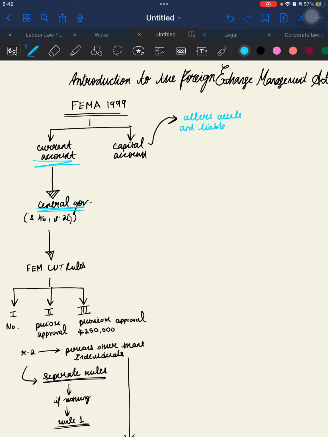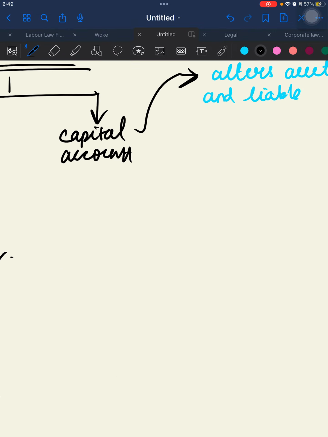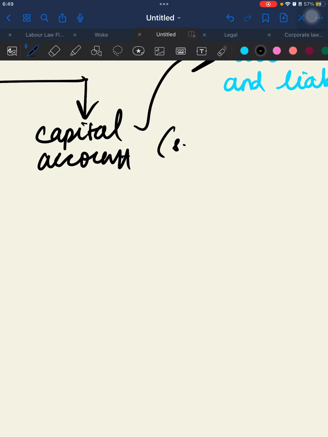Capital account transactions are anything that alters your assets and liabilities, right? That's how it's defined under Section 2, subclause E of FEMA. So let me just write that down as well: Section 2 subclause E of FEMA 1999, let's just call it FEMA. This is basically the bulk of what transaction lawyers do.